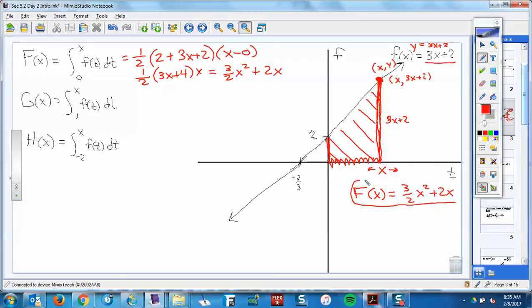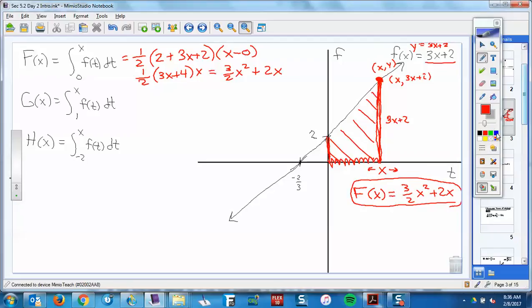Agree? Now, isn't that the antiderivative of little f? Not a surprise: raise that up to a 2, divide by 2, that'd be 3/2 x squared. Antiderivative of 2 is 2x. Plus c, it turns out our plus c must be 0 in this one. We'll get to that in a minute. Remember, we got that free initial condition, but I'm not going to talk about that just yet.